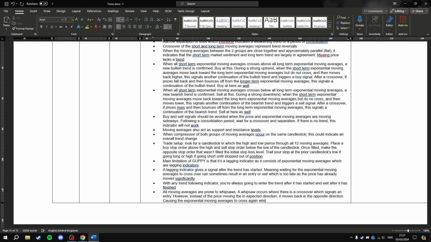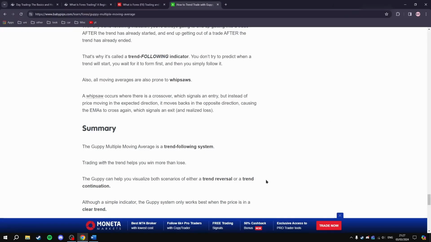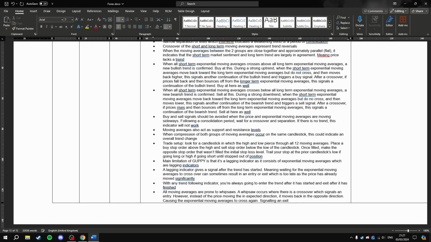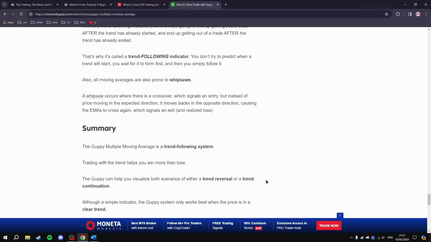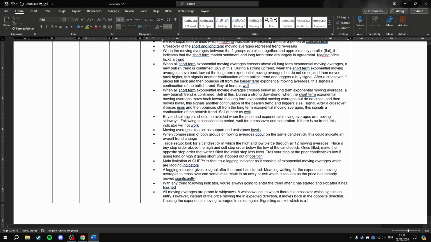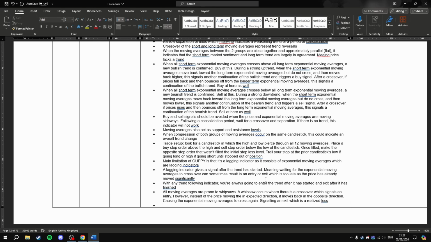Which signaling an exit, which is a realized loss.